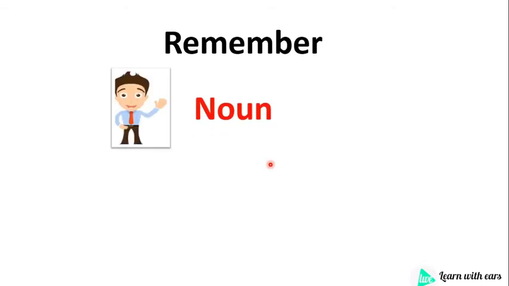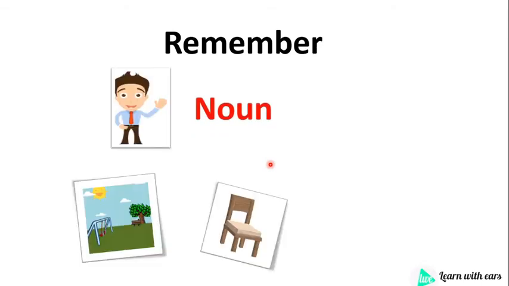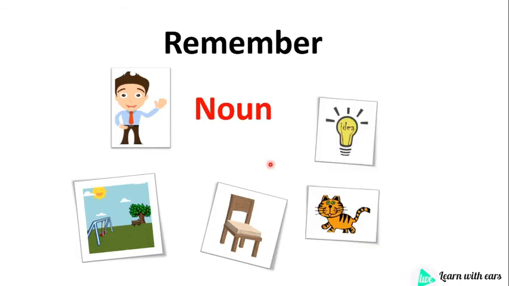We also use remember with nouns. A noun means a person, place, thing, animal, or idea. We use remember with nouns or sometimes pronouns. So let's see sentences. I can't remember this man. Man is a noun. Next, I remember this place. I've been there before. So place is also a noun.